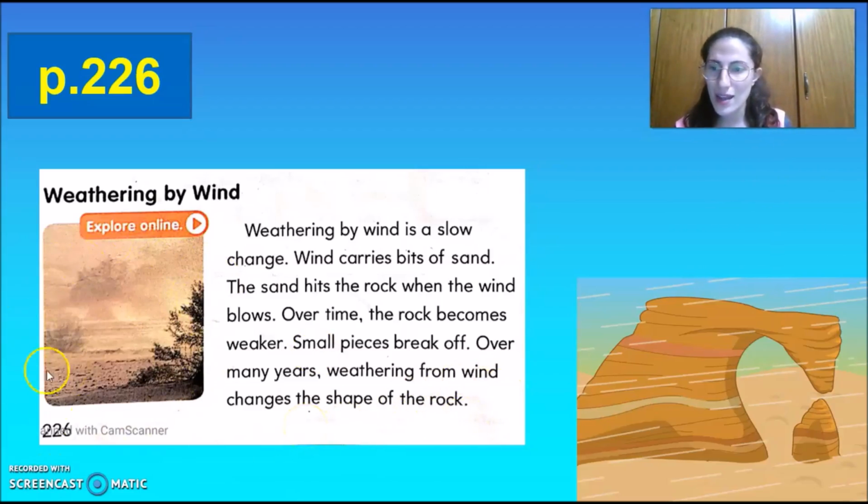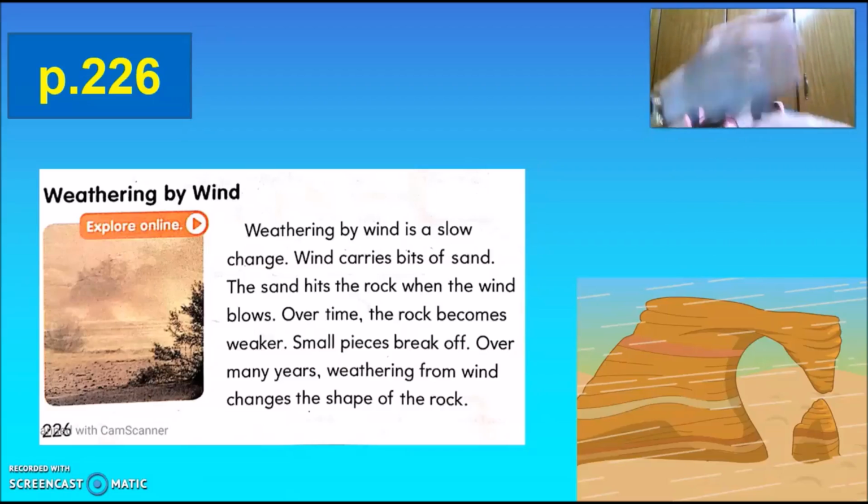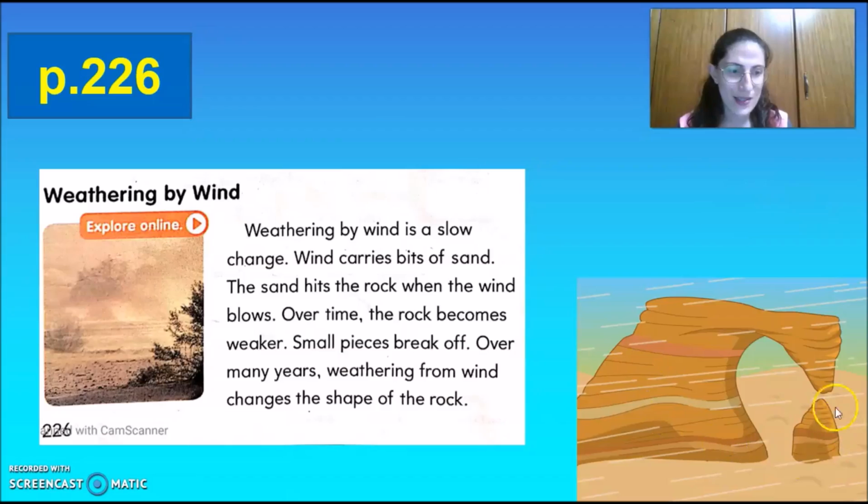Okay, and as we see over here, see the wind when it blows, it carries what? Bits of sand, small pieces or particles of sand. What happens? The sand hits the rocks each day, every day. The sand in the wind hits the rocks and makes the rock weaker, and when the rock becomes weaker, it starts to break off into smaller pieces. Over many years, weathering from wind changes the shape of the rock, as we can see in this picture.